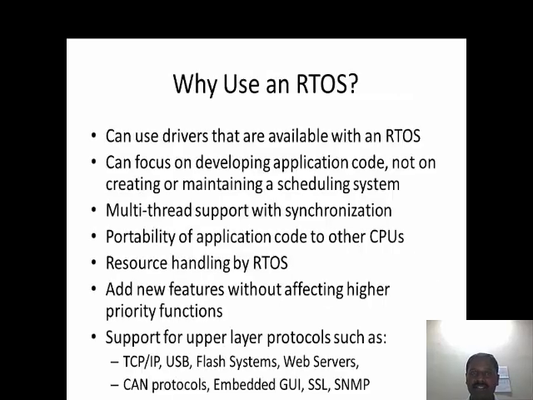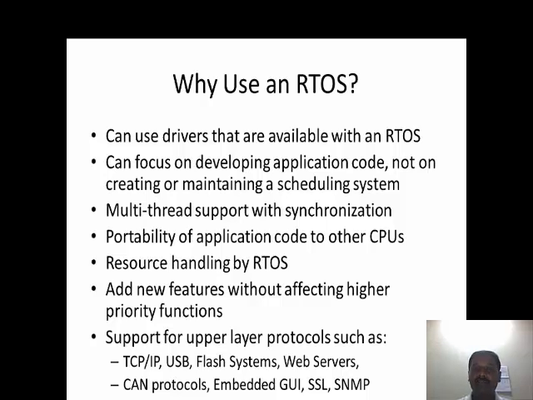Okay, so let's understand why we should go for a real-time operating system. Because we can use drivers that are available within it, and we can focus on developing application code, not on creating or maintaining a scheduling system. Now the essential feature: multi-thread support with synchronization. As I was pointing out in the earlier slide, different kinds of support have to be enabled by different tasks in order to intercommunicate. So multi-threading is an essential feature considered here.